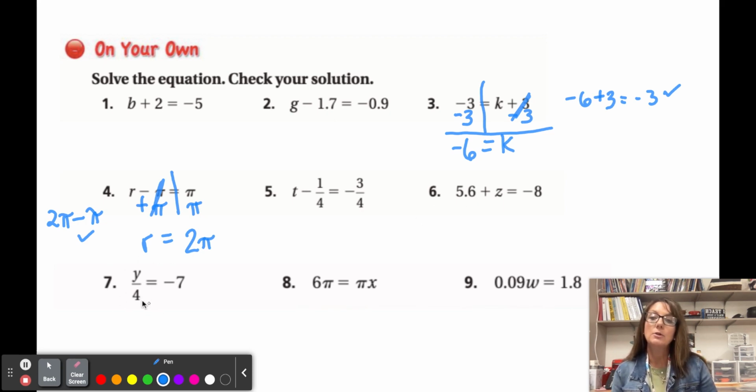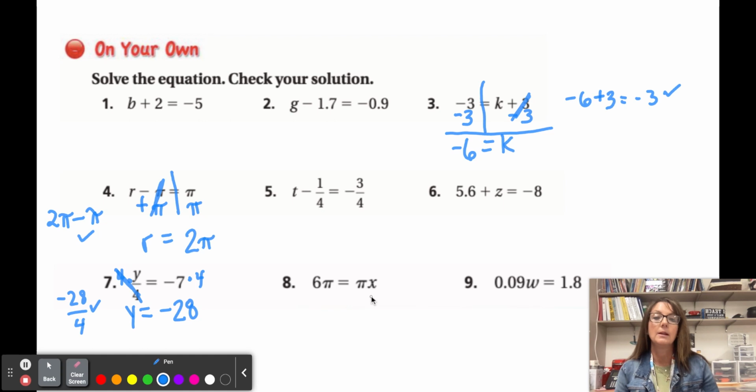Let's undo division. We'll undo division with multiplication. So we will multiply both sides by a positive 4. That means the 4's cancel out. Y is equal to negative 7 times 4, or negative 28. Again, I can check my work. Negative 28 divided by 4. Again, that's going to be equal to negative 7, and I know that it works.